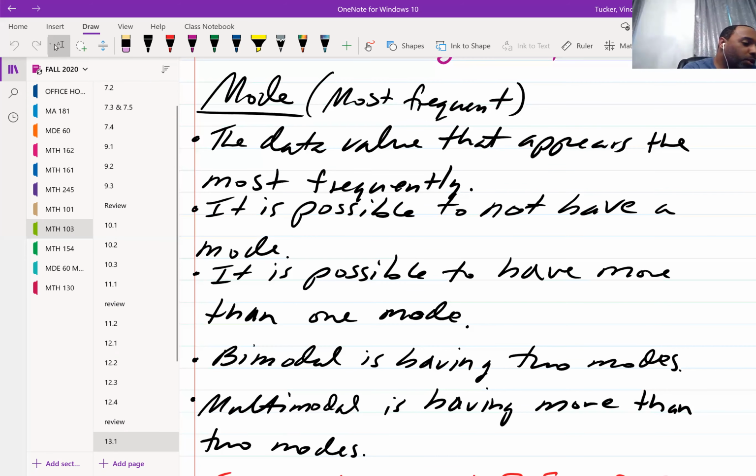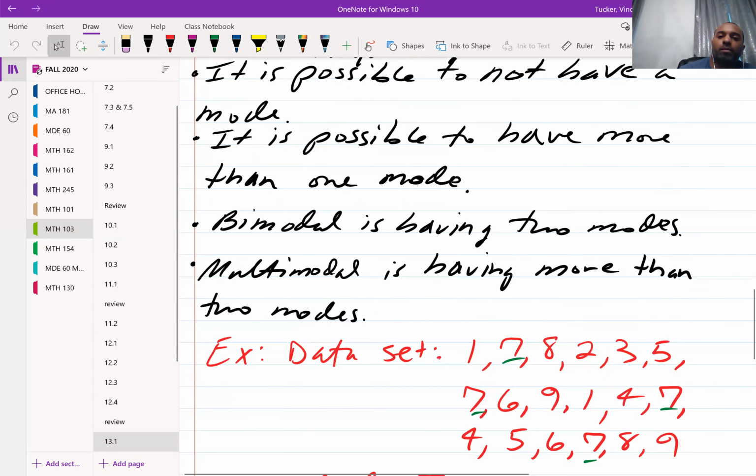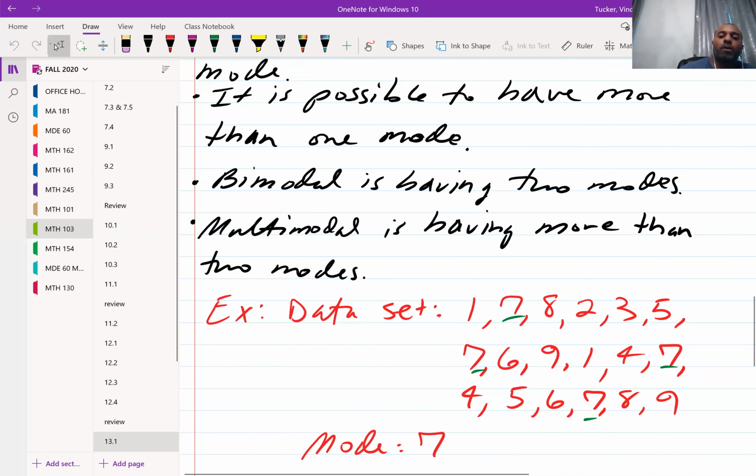All right, any problems, any questions? All right, so if I had this data set, 1 7 8 2 3 5 7 6 6 9 1 4 7 4 5 6 7 8 9, the mode would be 7 because 7 appears the most out of all, or the most frequently.